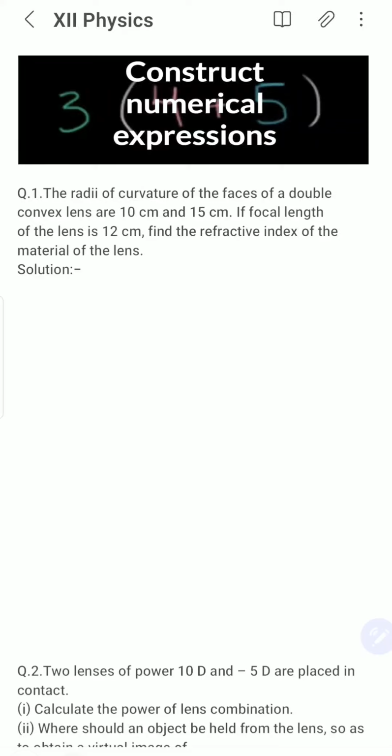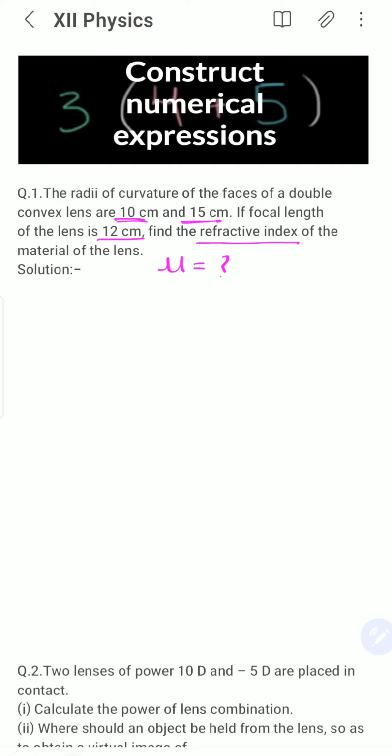Hello everyone. Here is a recorded session for the numericals, based on our unit, optics. So let's start our first numerical. The radii of curvature of the two faces of a double convex lens are R1 equal to 10 centimeter and R2 equal to 15 centimeter. If the focal length of the given material is 12 centimeter, find out the refractive index. In this given question we have to find out the refractive index.